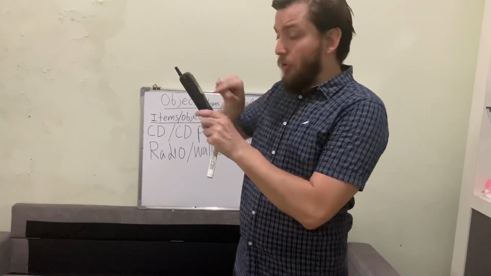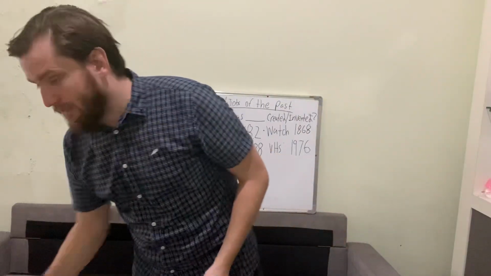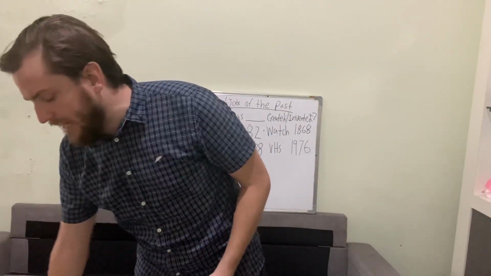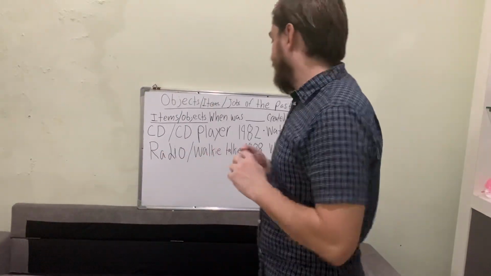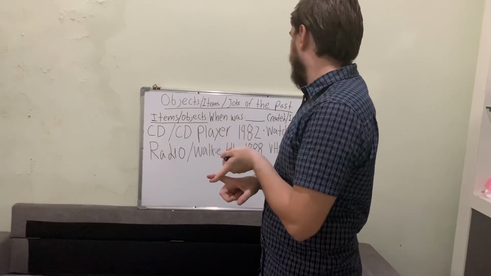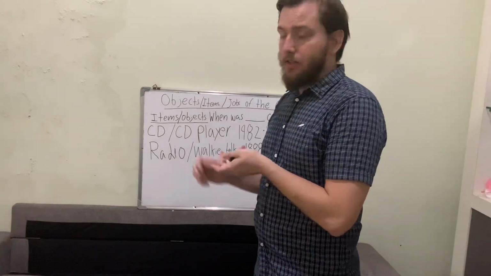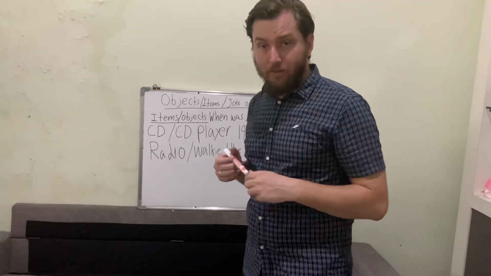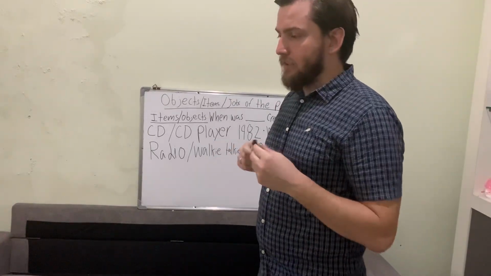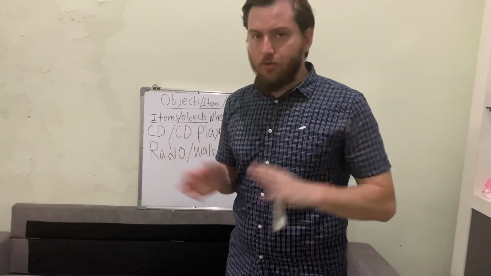There's other ones that are older. Telephones have been around for a long time. This kind is 80s, 1980s. So we ask ourselves, when was it created? When was the CD player, radio, watch, VHS created? We want to ask our parents, what did you enjoy when you were little?